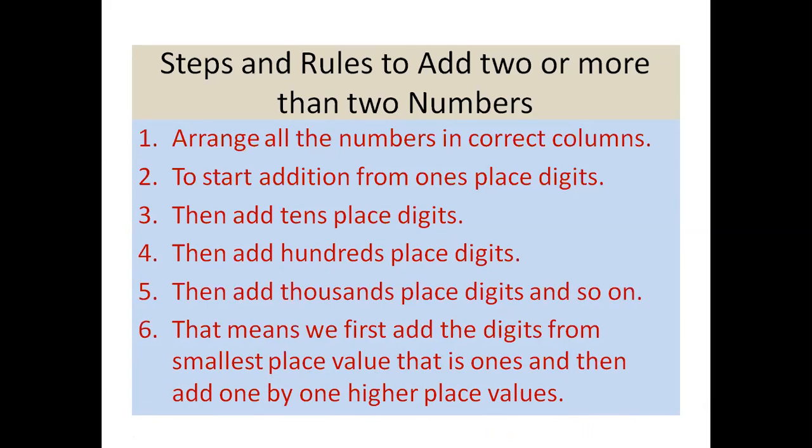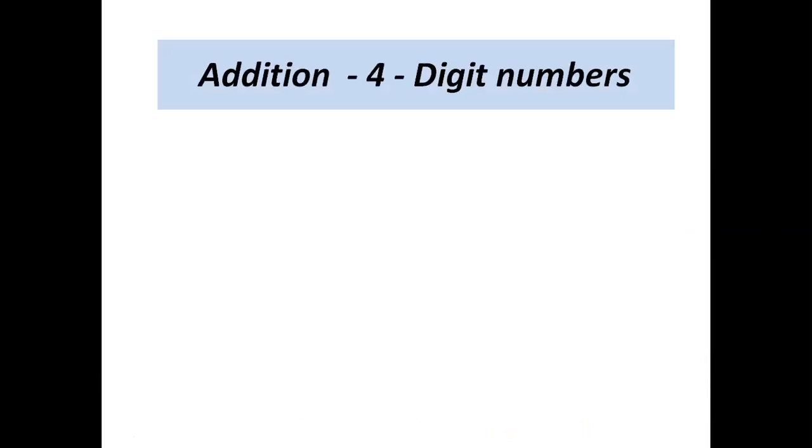Okay. I hope all the steps and rules are clear to you. If you will follow these properly, you will never go wrong in your addition or subtraction. Okay. So let's start with the example. The first example is of addition of 4-digit number. I know you have done it in grade 3. Let's have a revision.